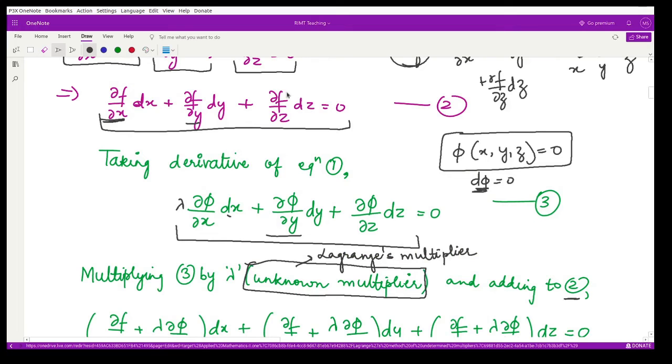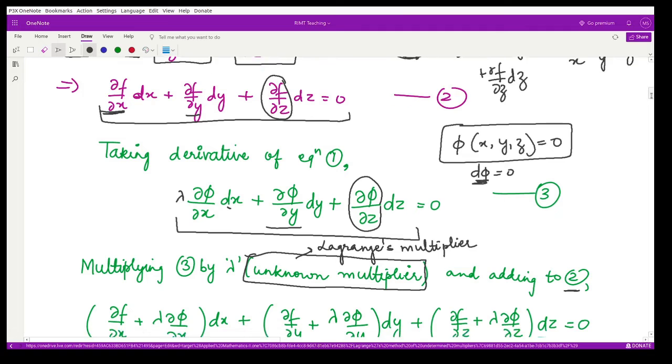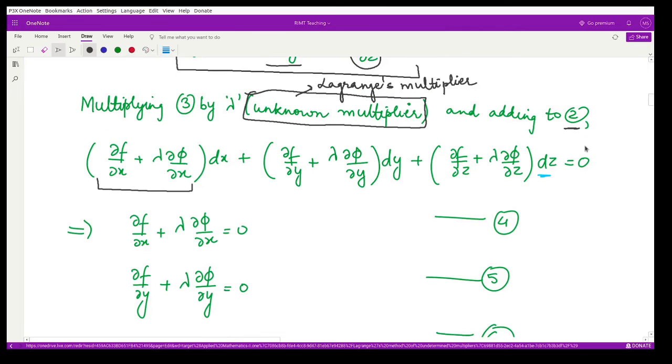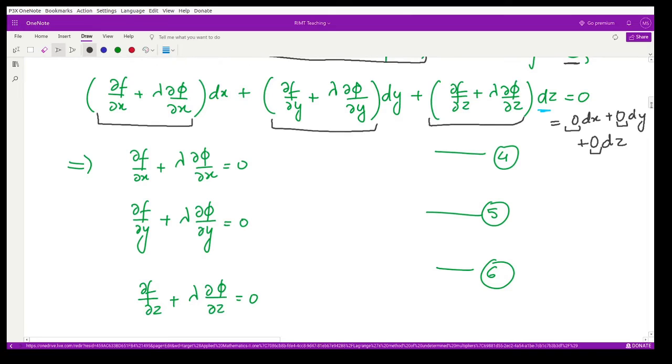And for the third case, you will have del f by del z plus lambda times del phi by del z dz is equal to 0. Now here in this case, if this thing is equal to 0, so equating the coefficients, because on the right hand side you can write this to be 0 dx plus 0 dy plus 0 dz. So when you equate the coefficients from here, you obtain this first factor equal to 0, the second factor equal to 0, and the third factor equal to 0. So you have these three equations.